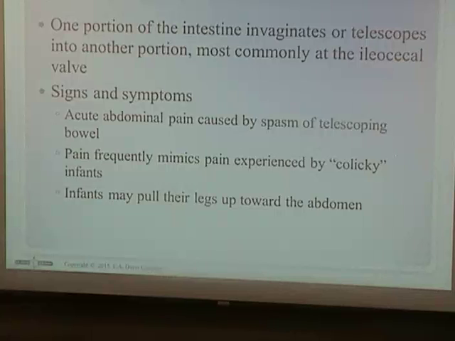But it causes acute abdominal pain as the bowel spasms on itself, and it can mimic colic. And a key sign of abdominal pain in infants is that they pull their legs up toward their abdomen when they cry. A baby who's got abdominal pain tends to go like that when he cries. He pulls up tightly to cry because he's trying to splint his abdomen.